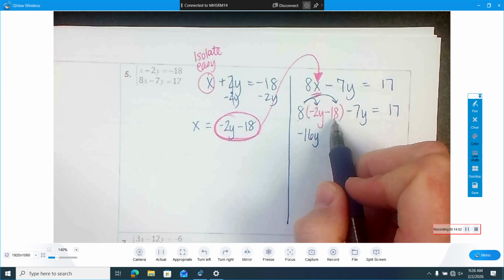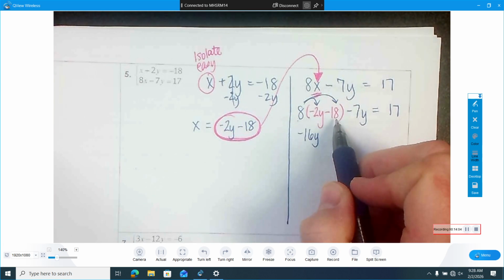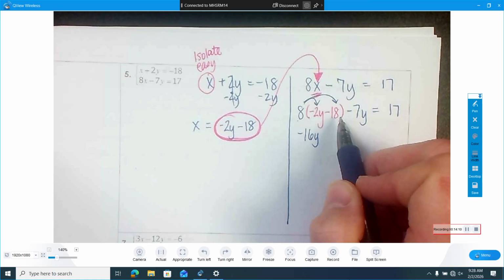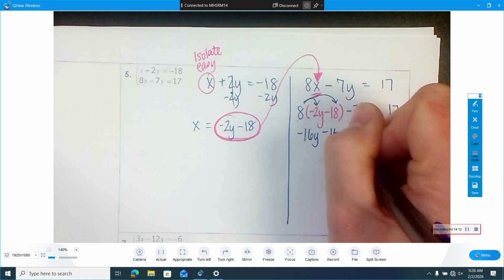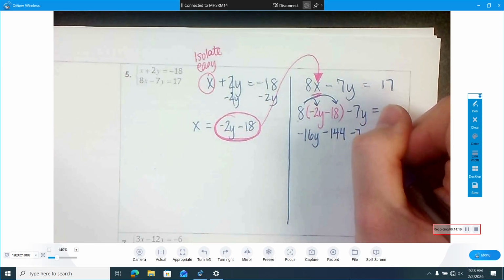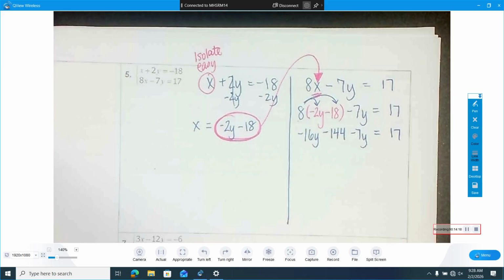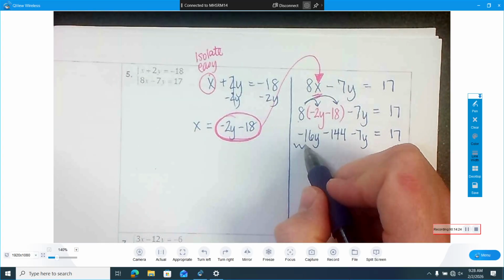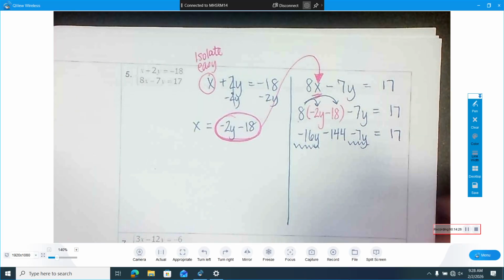And 8 times 18, 144. Negative 144. And then we have a minus 7y equals 17. What do we need to do now? Yeah, we have a negative 16y and a negative 7y.